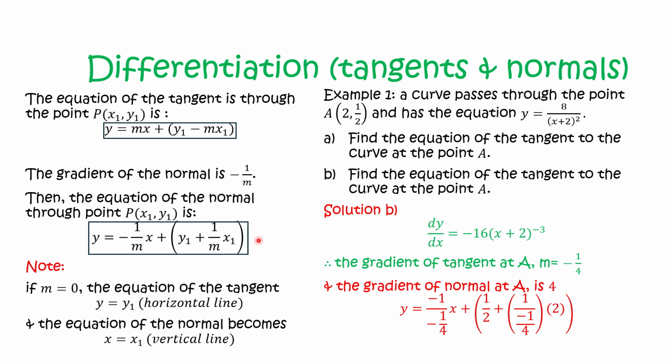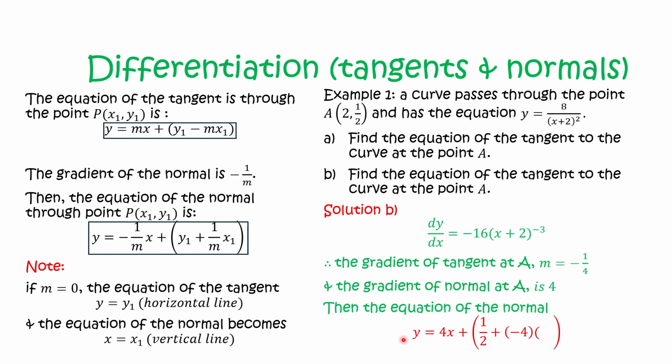Now, what we go on to do is to substitute for the m using the second equation we have on the left, that is the one in the second rectangle. In so doing, we are going to have this equation. And of course, we know that simplifying this equation, we are going to have y is equal to 4x plus half plus minus 4 times 2.